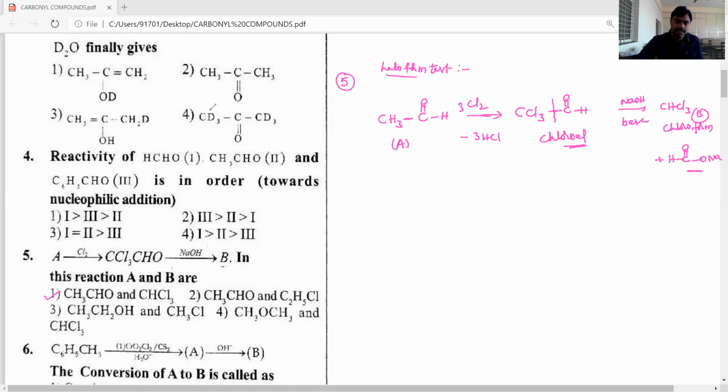Okay, students, let's see the sixth question. The sixth question: what is B? The conversion from A to B, what is B, they asked. First, let's see, it's very easy. Toluene is treated with CrO2Cl2 in carbon disulfide, followed by hydrolysis in acidic medium, which is known as Etard's reaction.